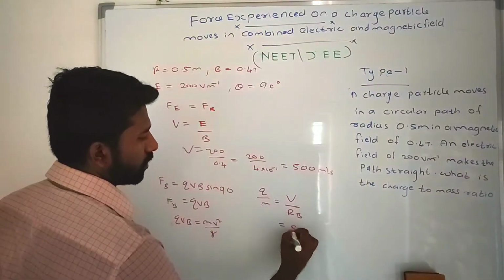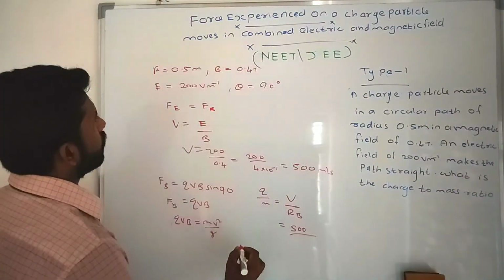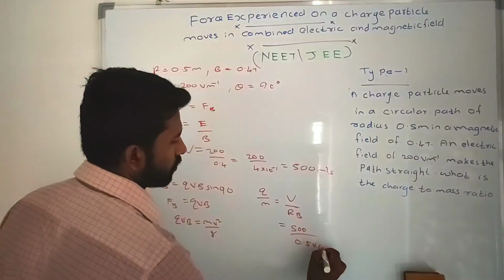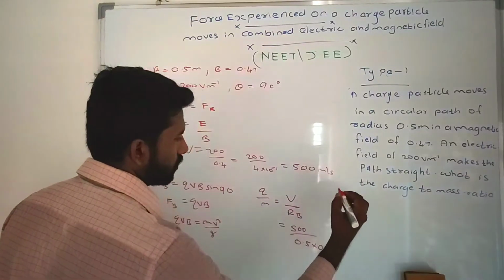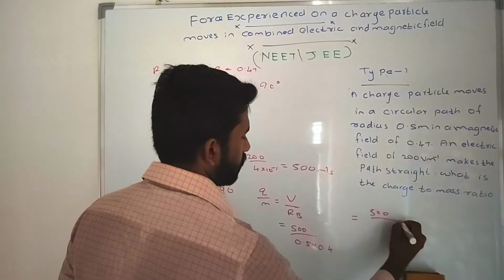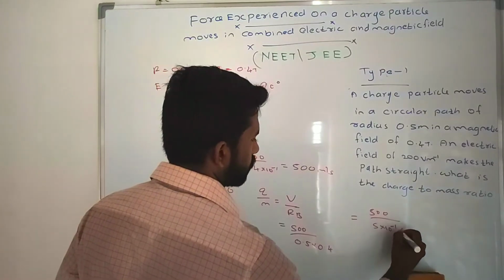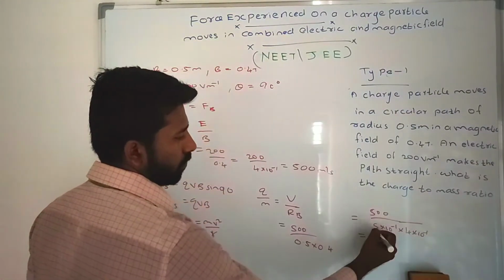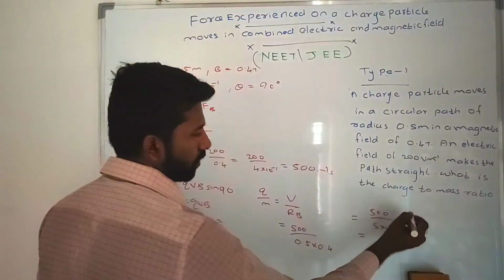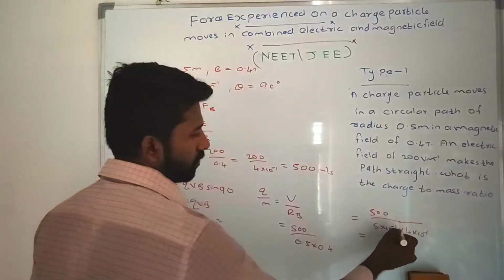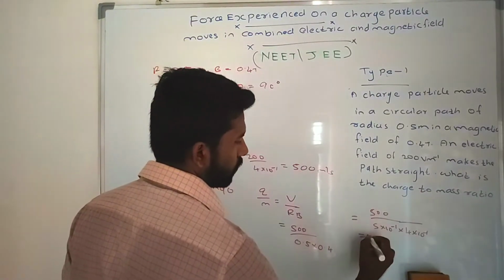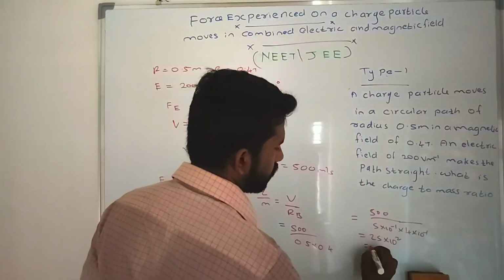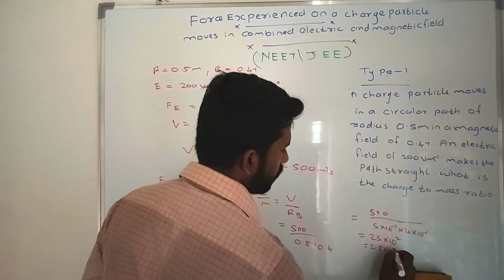The v value we already know, that is 500. The r value is 0.5 and the B value is 0.4. I can write this as 500 divided by 5 into 10 power minus 1 into 4 into 10 power minus 1. 500 divided by 5 is 100, and 100 divided by 4 is 25. The 10 power minus 1 goes up, becoming 25 into 10 power 2, which I can write as 2.5 into 10 power 3.